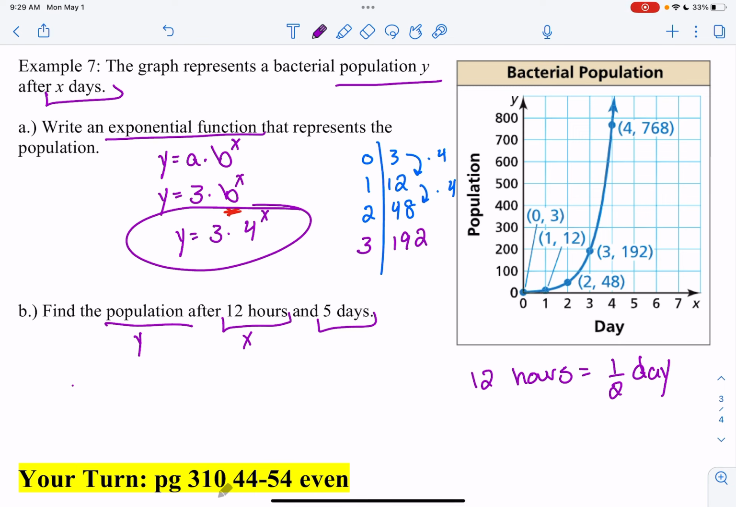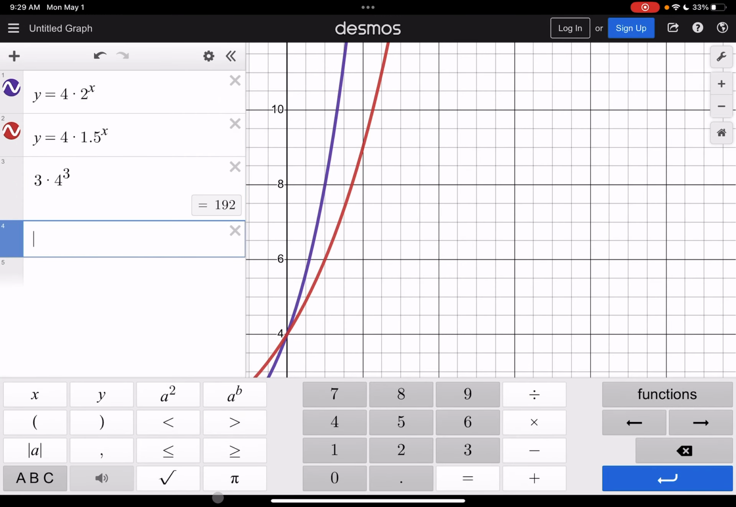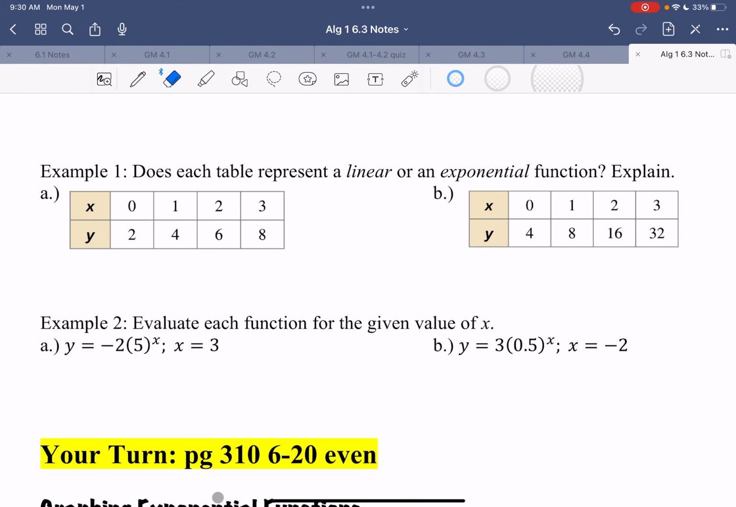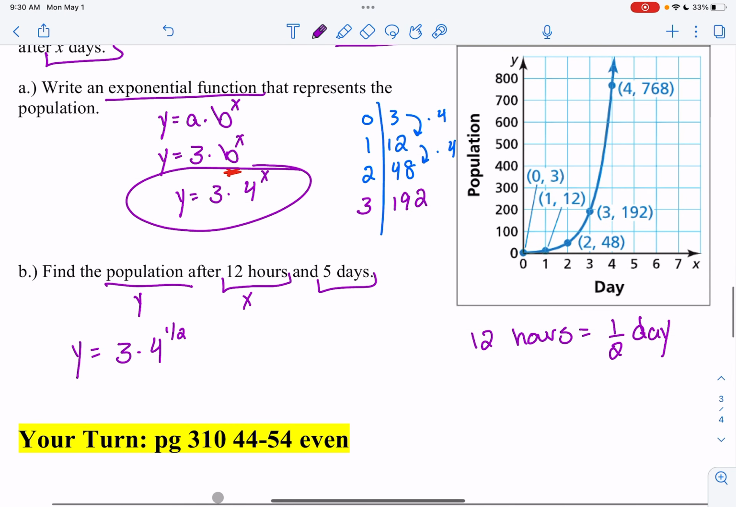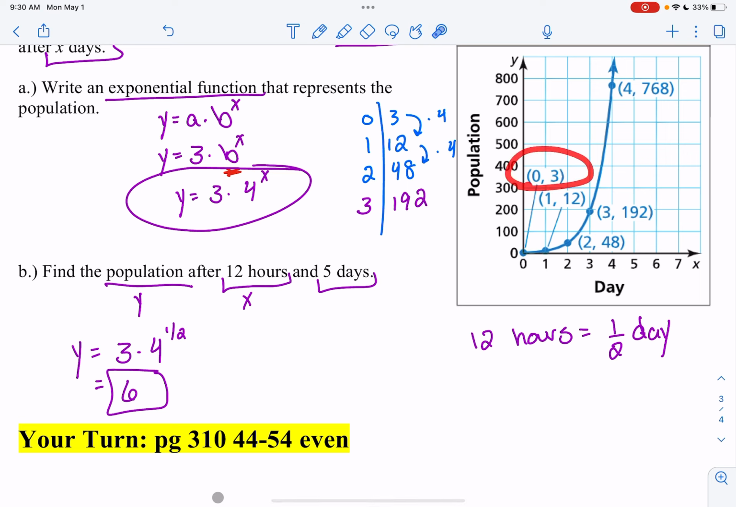So now that I have my equation, I just need to take y equals 3 times 4 to the 1/2. Grab my calculator out. That one shouldn't be too tough. 4 to the, I'm going to type in 0.5. That's the same as 1/2. So my population would be at 6. So after half a day, my population would be at 6. Thinking at day 0, does that make sense? At day 0, there was 3. And at day 1, there's 12. So that makes sense. Half a day, there'd be 6. It's kind of in the middle there.